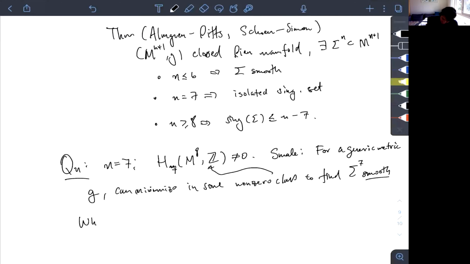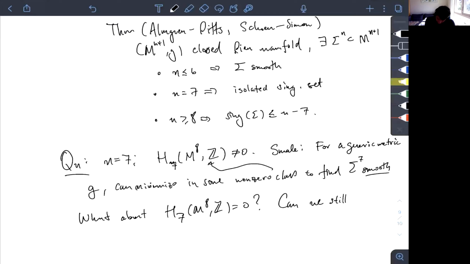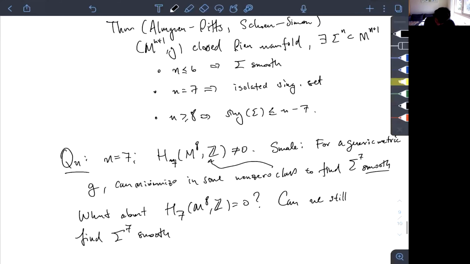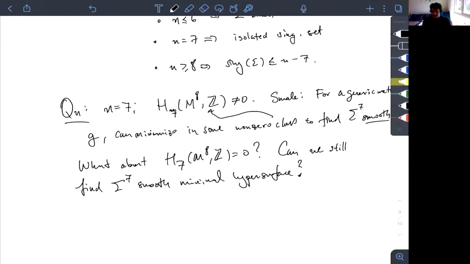But what about the case like the sphere, where you have no seven-dimensional homology? Can we still find a smooth minimal hypersurface sigma^7? It may be unclear in which direction this question is going to go. So maybe it's just a direct application of Hardt–Simon, or Smale's version of Hardt–Simon, to the Almgren–Pitts setting. But here's the issue.